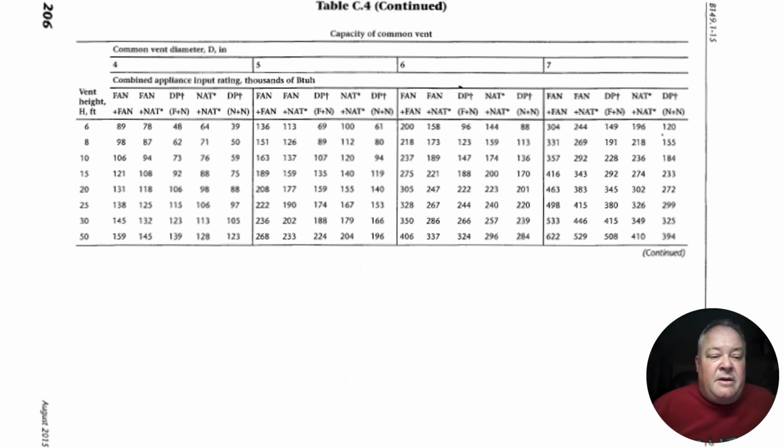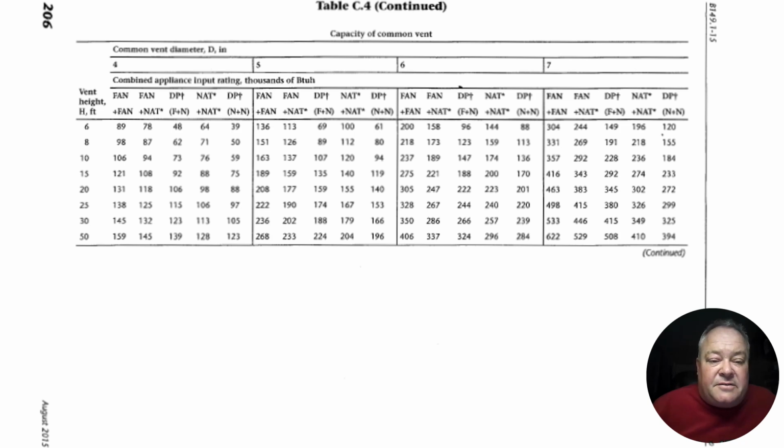We have 16 foot, so we're going to the 15-foot vent height. We're going to use not DP, it's going to be fan plus NAT. So it's going to be the second column over. And we have a combination there of 130,000 BTUs at 16 or 15 feet. So you can see fan plus NAT. Our first column of 4-inch is only going to give us, looks like 108,000 BTUs.